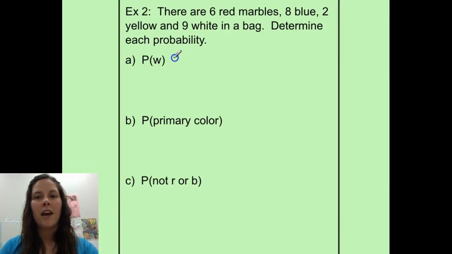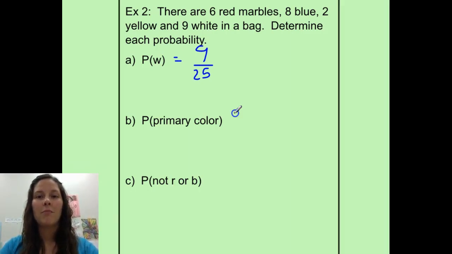Next, we're taking a look at marbles in a bag. If we shake it up and pull one out, what's the probability that we get, in our first example, white? There are 9 white marbles in the bag, and there are 25 total marbles. If we add up the 6 red plus the 8 blue, that's 14, plus 2 is 16, plus 9 is 25. 9 over 25 does not simplify.